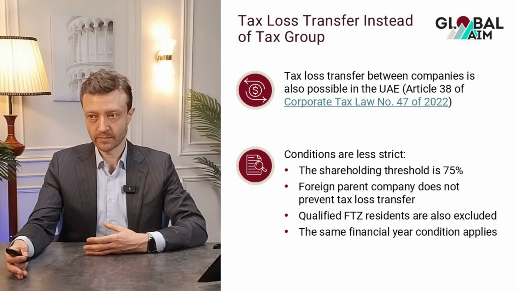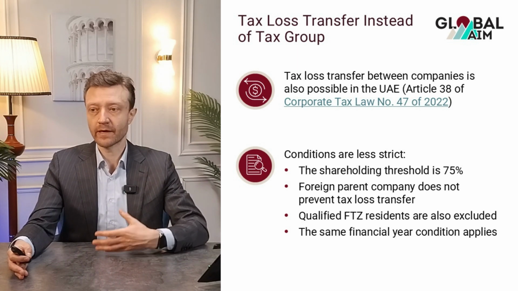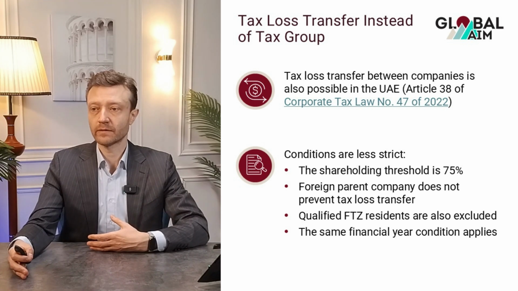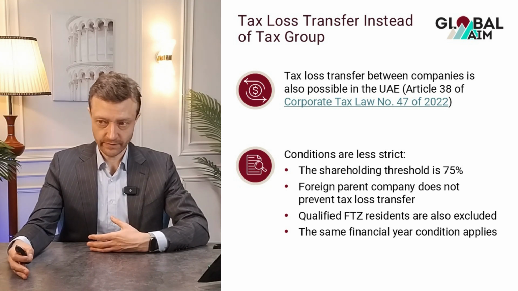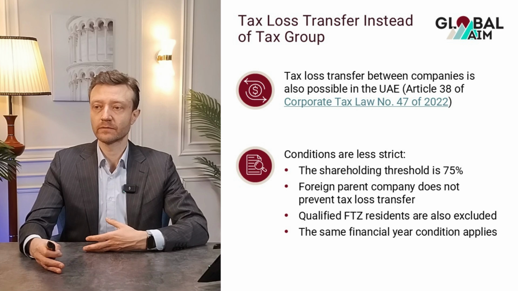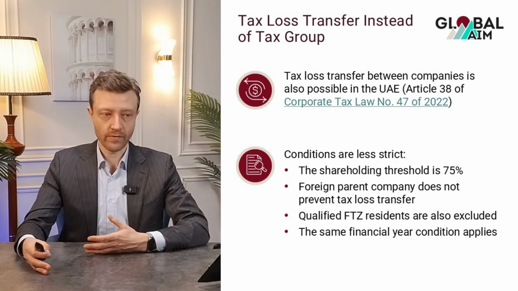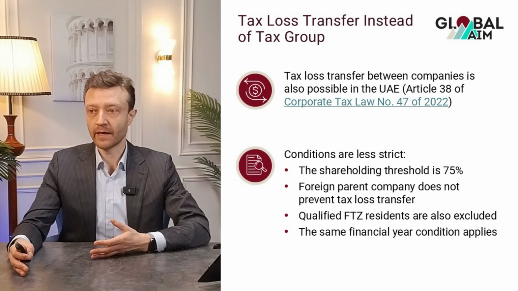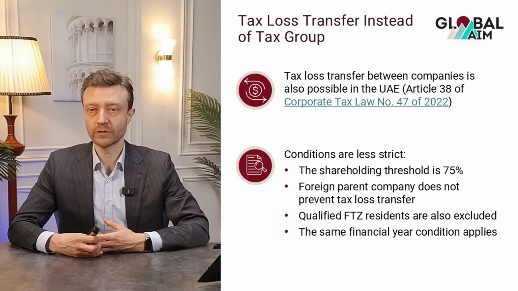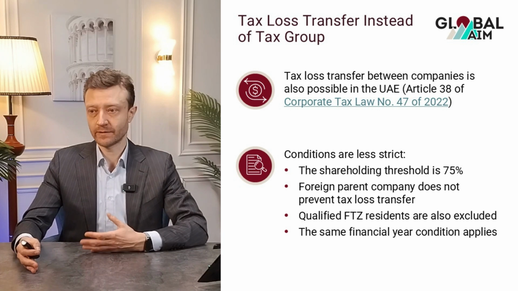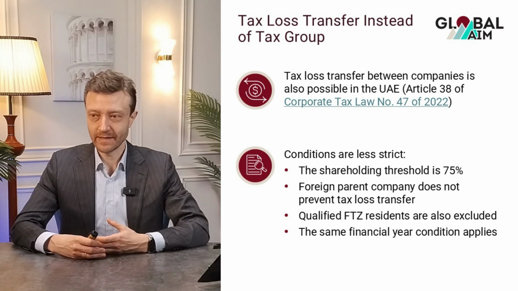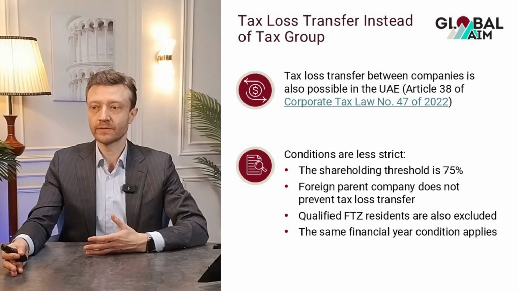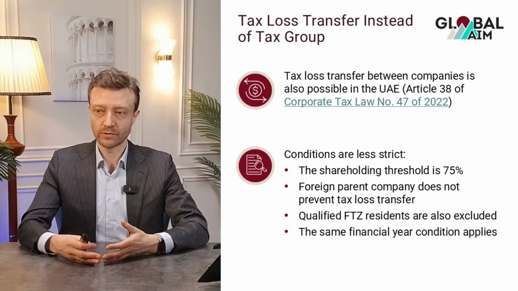If one company is profitable and the other is loss-making, then as long as a participation threshold of 75% is exceeded, and other conditions are met, the losses can be transferred to the profitable company. And obviously, the participation threshold is lower. 75% is less than 95%.